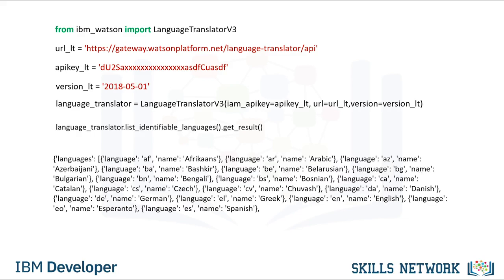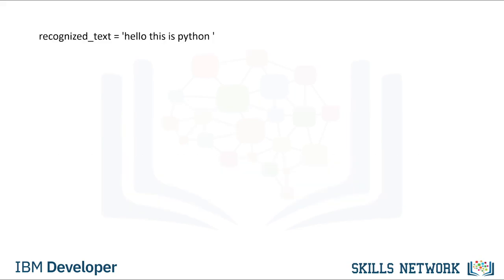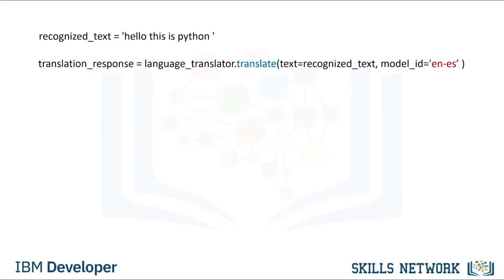We can get a list of the languages that the service can identify as follows. The method returns the language code. For example, English has a symbol EN, and Spanish has the symbol ES. In the last section, we assigned the transcribed text to the variable recognized_text. We can use the method translate. This will translate the text. The result is a detailed response object. The parameter text is the text. Model_ID is the type of model we would like to use. In this case, we set it to en-es for English to Spanish.